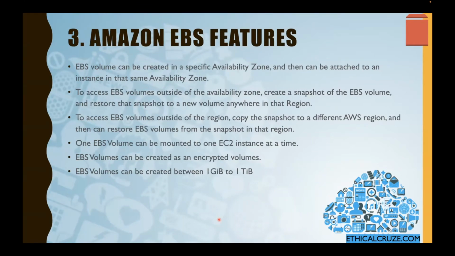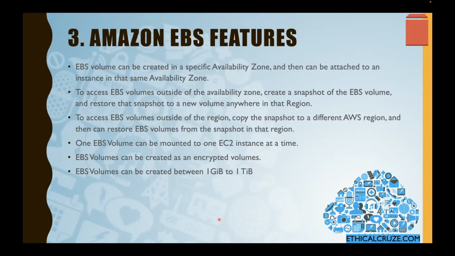First of all, it can be created in a specific availability zone. Okay. And then it can be attached to an instance which is present inside the same availability zone. If we want to access EBS outside of that availability zone, we'll have to create a snapshot of this EBS volume. A snapshot is more like a backup file. So we create a snapshot of that EBS volume, and then we can restore that snapshot to a new volume anywhere in that region. Okay, anywhere in that region means any availability zone.